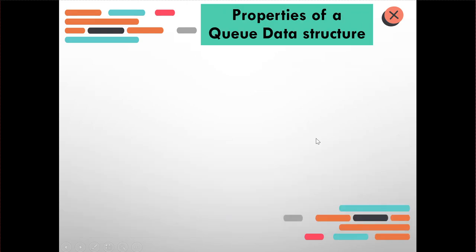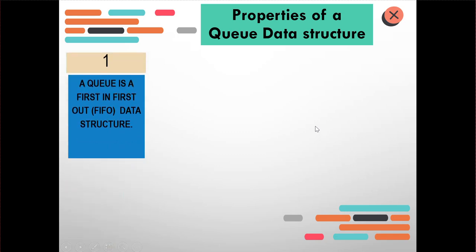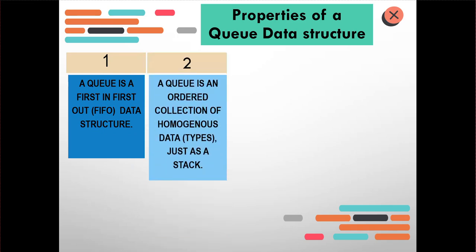So, what are the properties of a queue data structure? A queue is a first in first out data structure, which we already discussed. Then, a queue is an ordered collection of homogeneous data, just like stacks. Homogeneous data means that if you are declaring a queue as an integer array, all the items inserted would be integers, and so on.